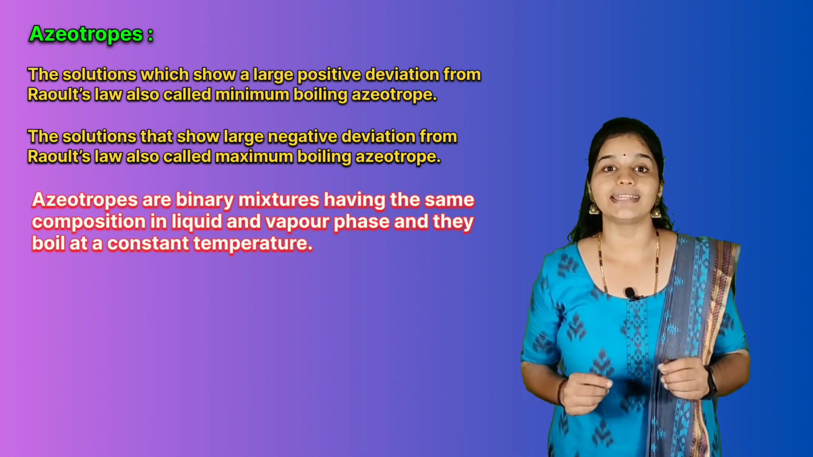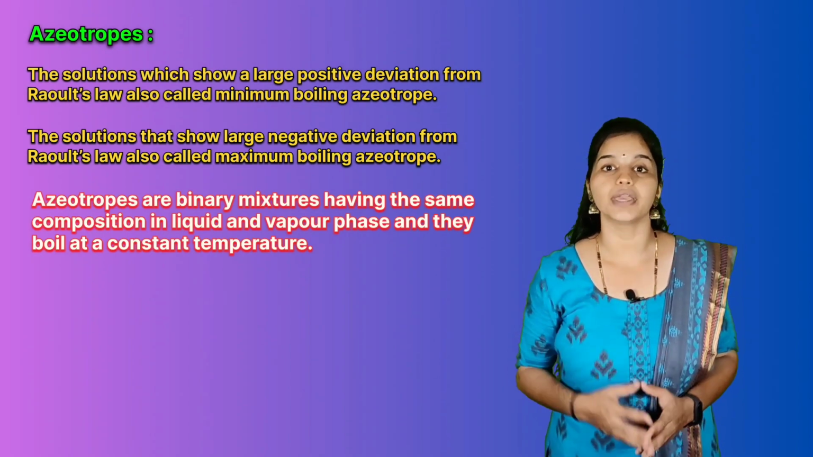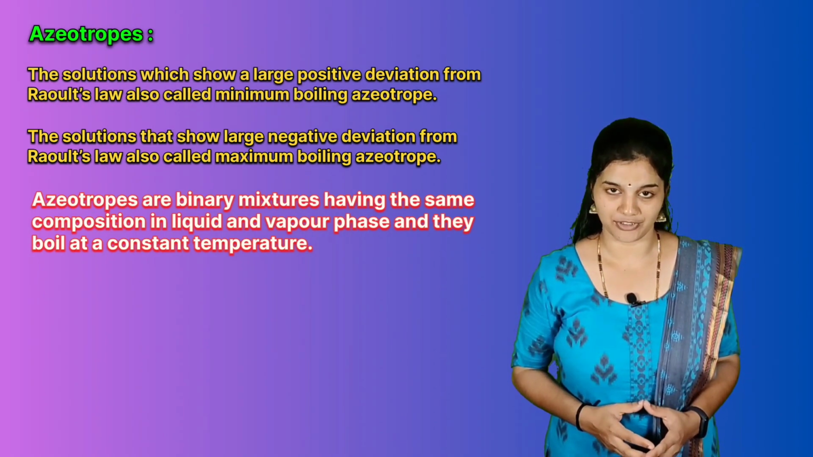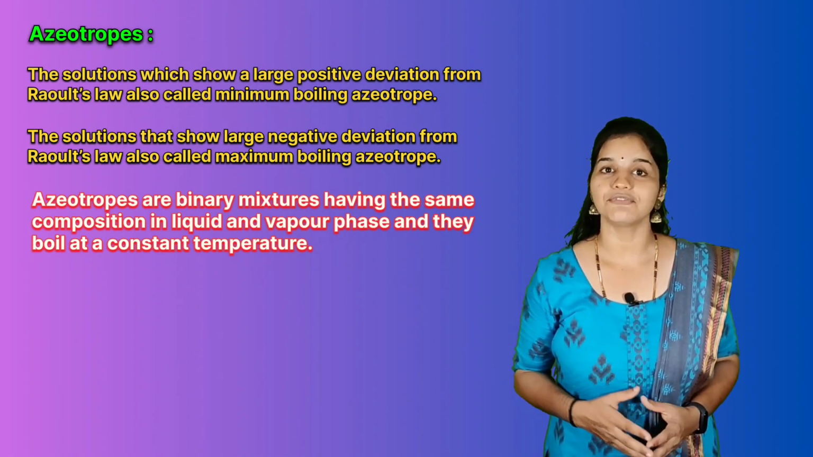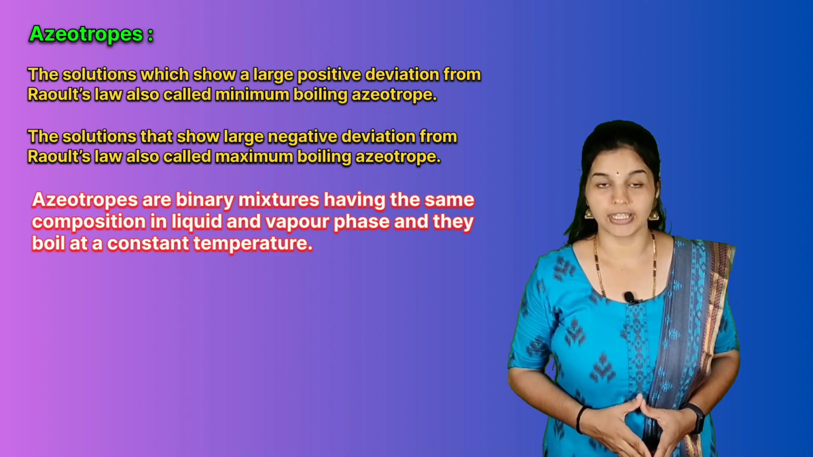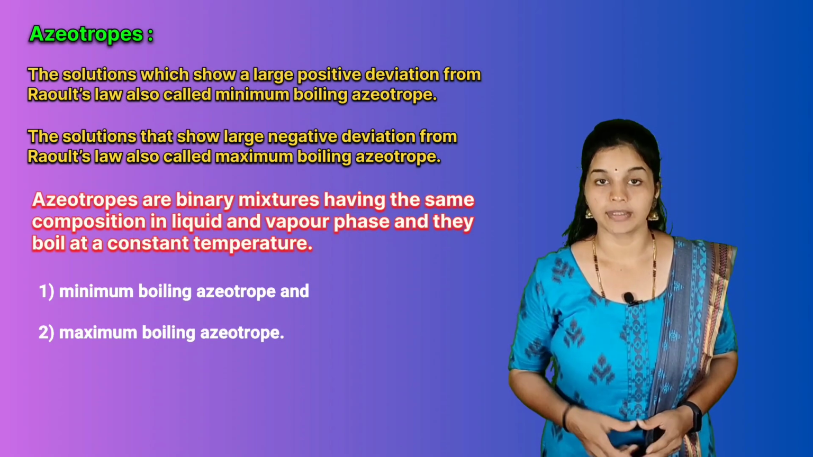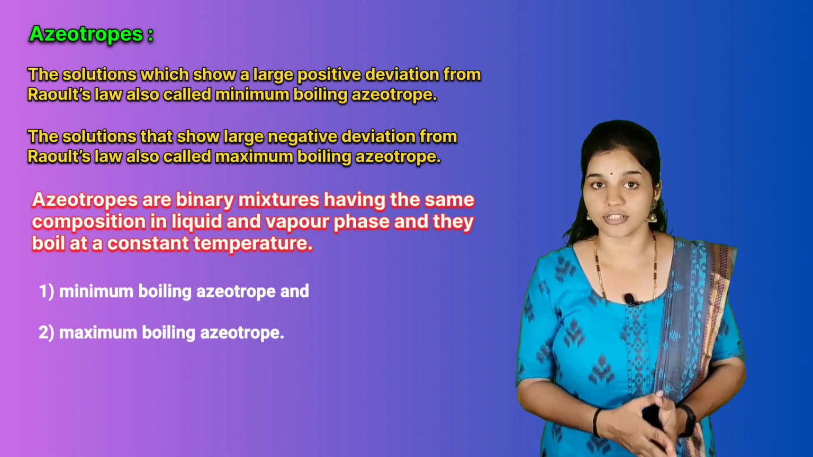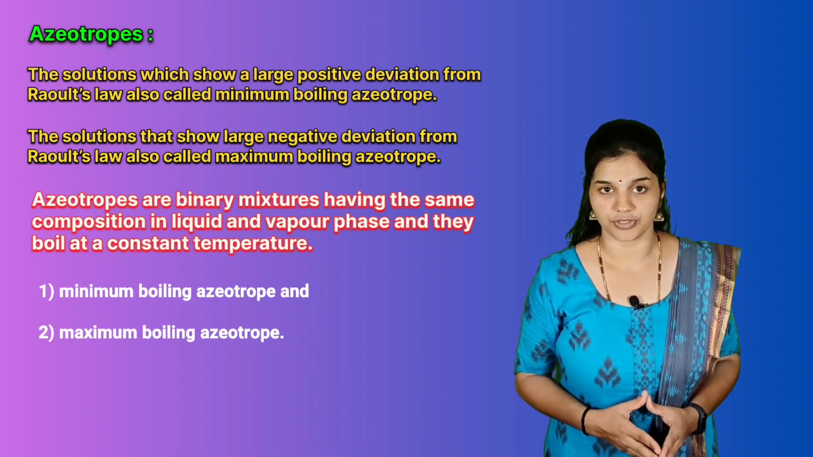Azeotropes are binary mixtures having the same composition in liquid and vapor phase, and also they boil at a constant temperature. We cannot separate the components of an azeotrope by fractional distillation. We have two types of azeotropes called minimum boiling azeotrope and maximum boiling azeotrope. The solutions which show a large positive deviation from Raoult's law form minimum boiling azeotrope at a specific composition.